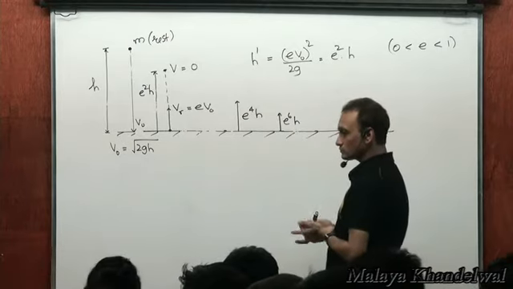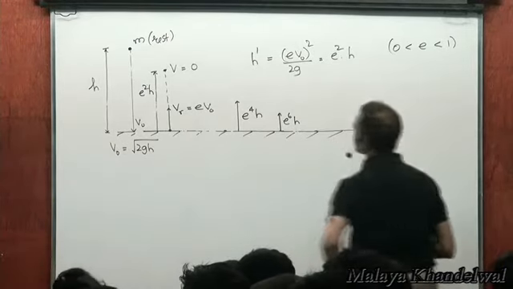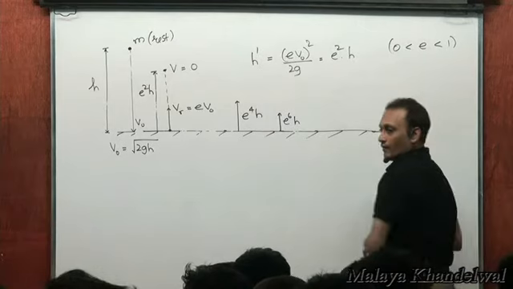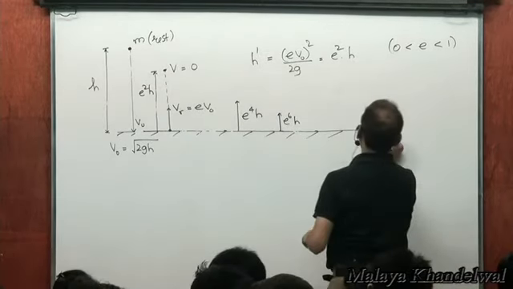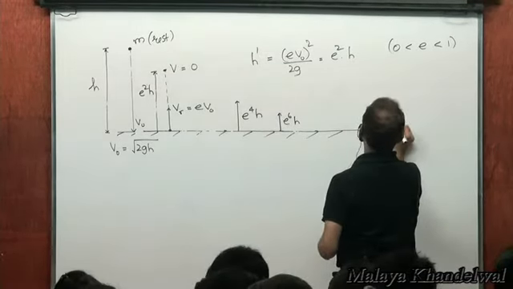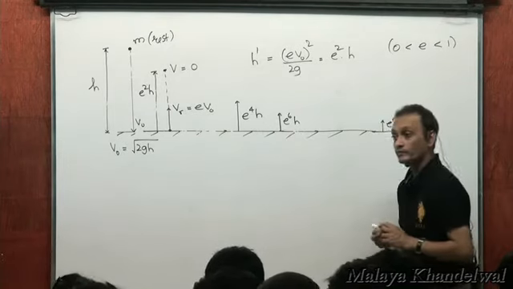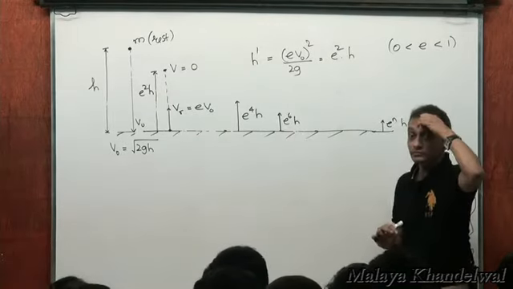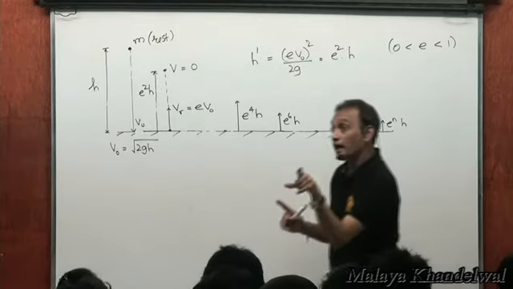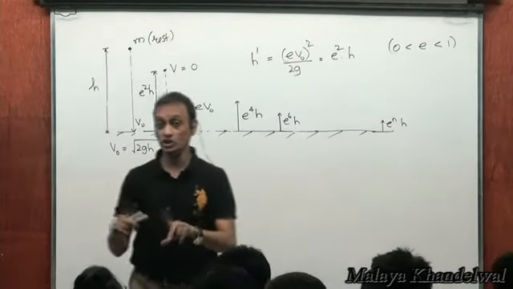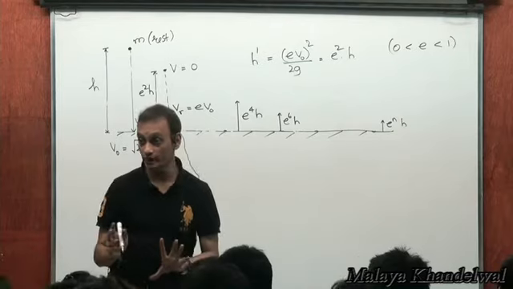But when did I say e is 1? So eventually after a while it will rise to a height e to power nh, right? E is a number lying between 0 and 1.